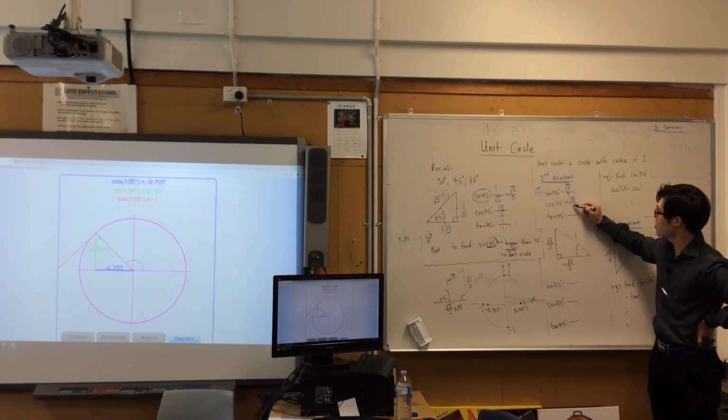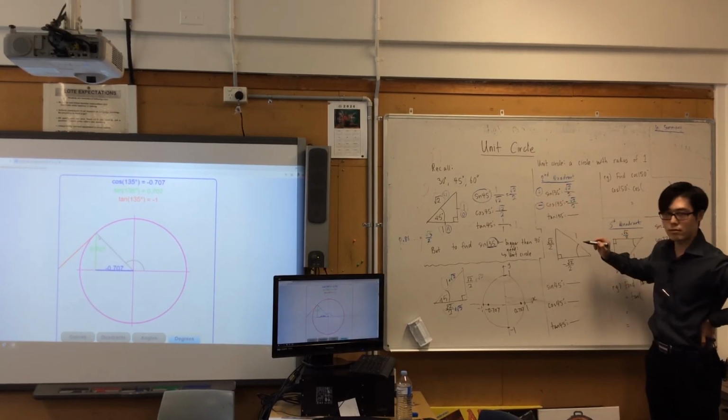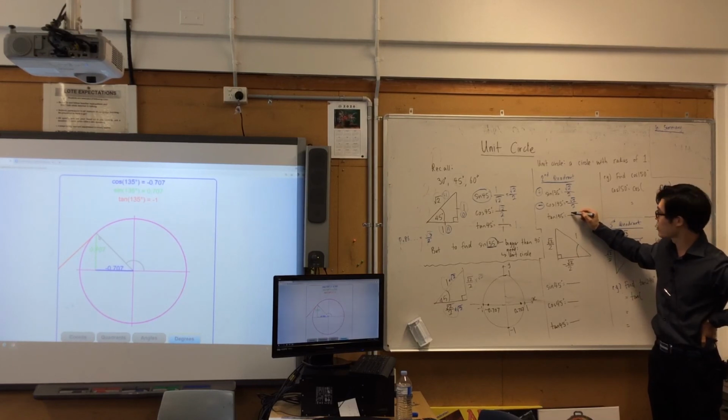Minus root 2 over 2. And tan? Minus 1? Yes.